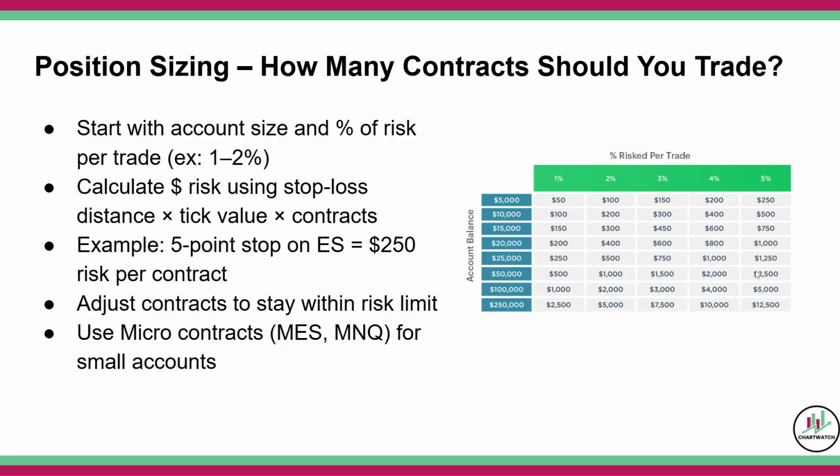Well, how many contracts should you really trade? Now, this comes down to position sizing, and it starts with one main rule: trade based on risk, not based on how you feel like trading. There's a simple rule of thumb where you want to risk 1, maybe 2% max of your account per trade, and never more than that, especially in futures where things move fast.